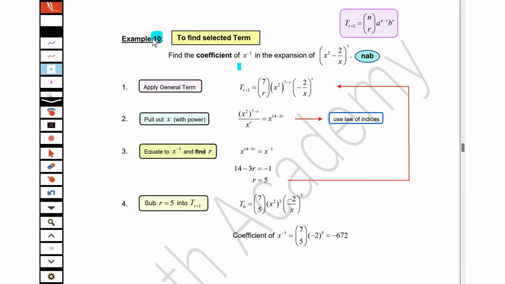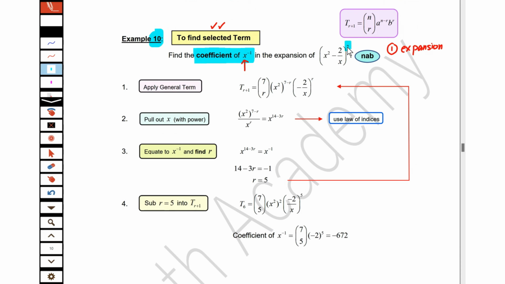More example on finding the selected term. For this question, I need to get the coefficient of x power negative 1. X power negative 1 is a selected term. Now you do have the option of expansion. This is definitely one possible way.